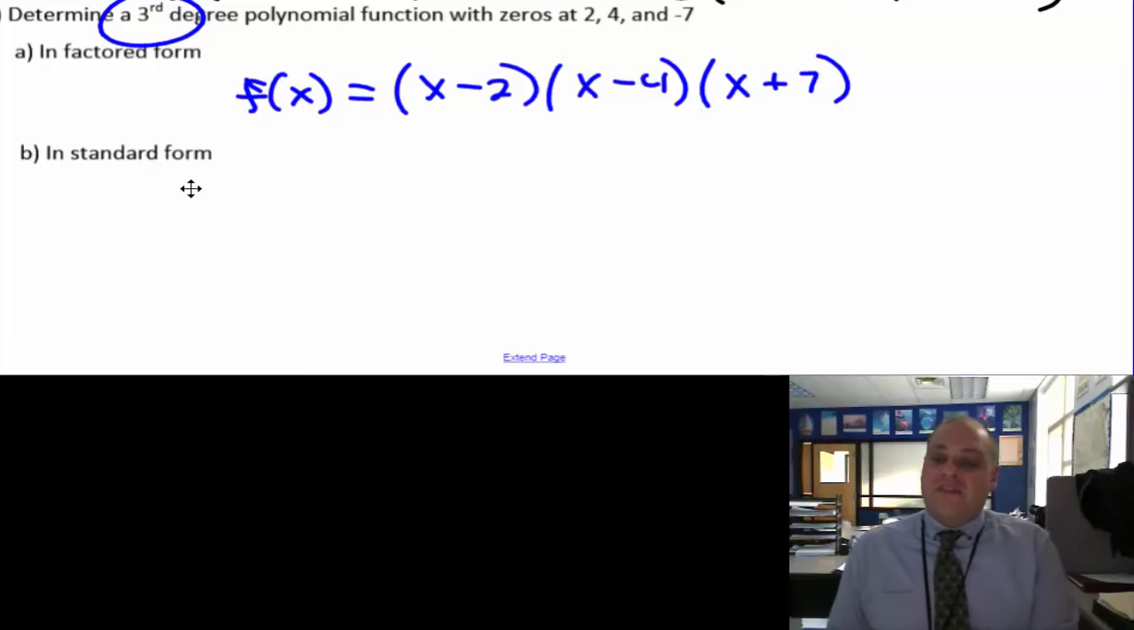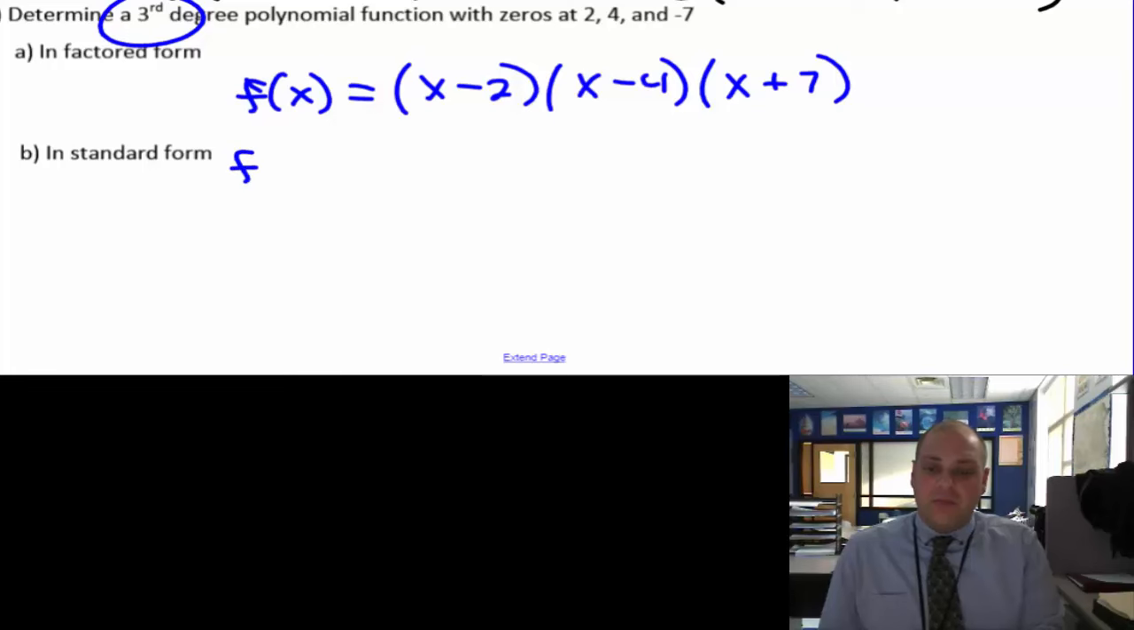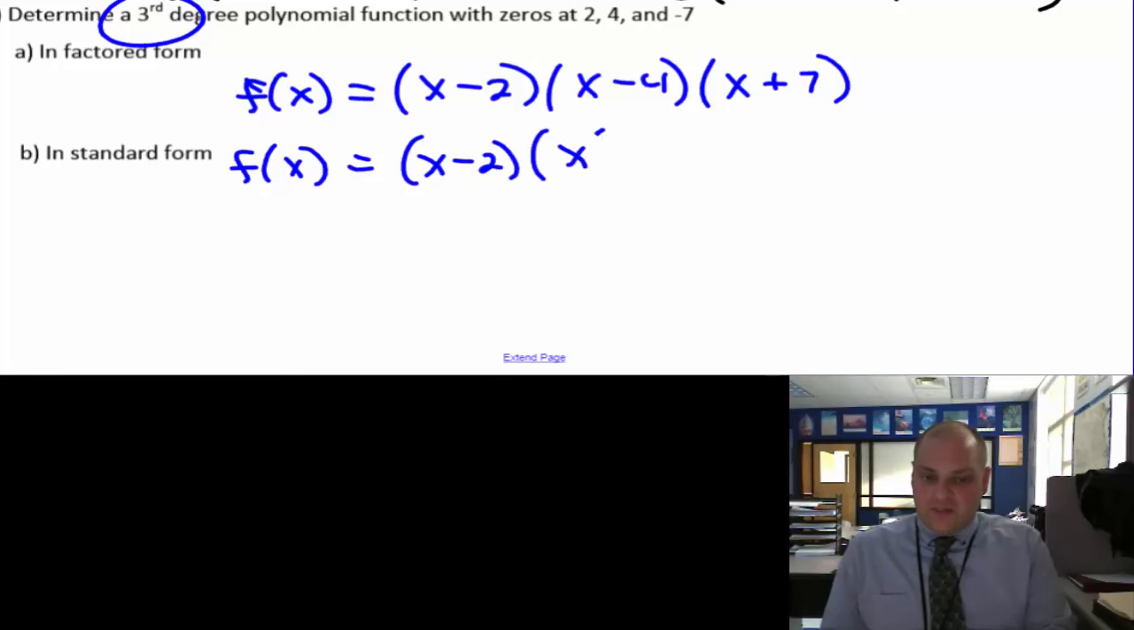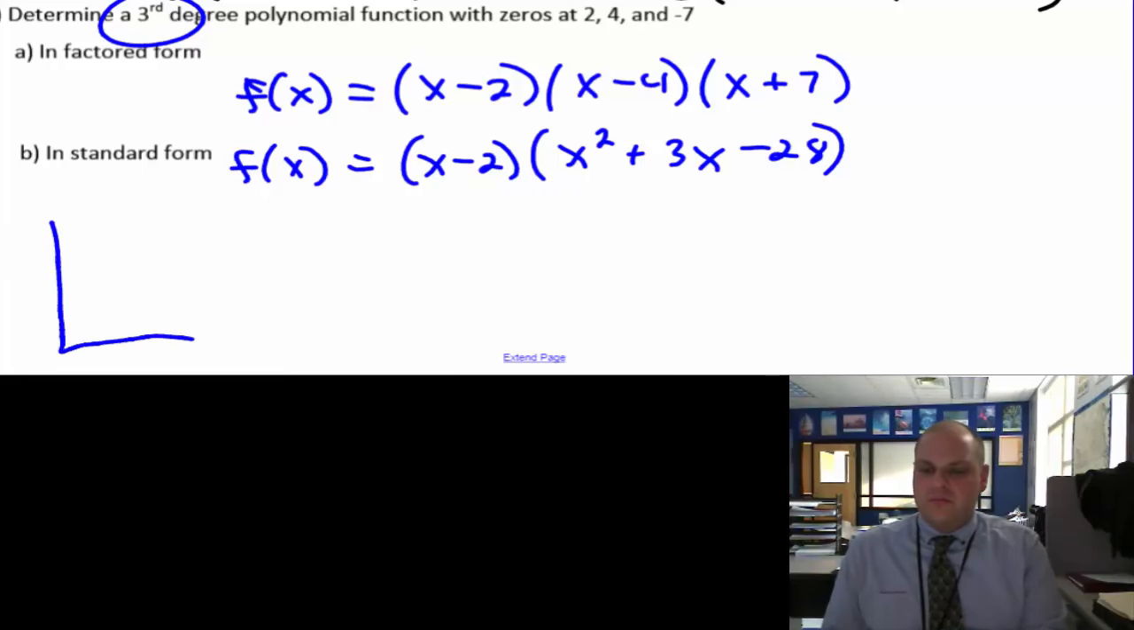So there we go. And then standard form. Okay, this is factored form. Standard form, you're going to have to multiply all this out. Ugly, ugly, ugly. It doesn't matter the order you do it. I left the x minus 2, and then I said this was x squared plus 3x minus 28. Then I set up a table. I did the tabular method.